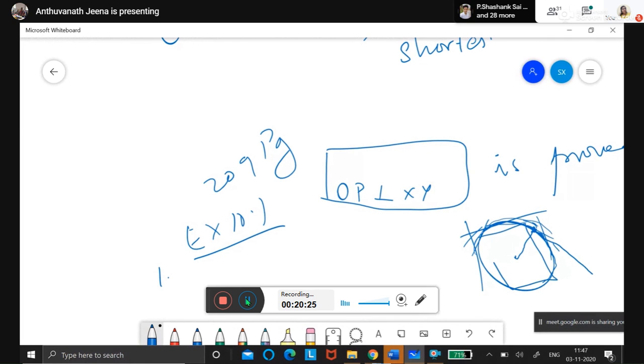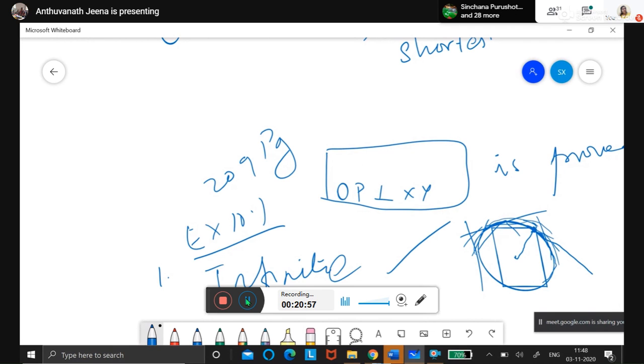Suppose it is a square, then it will change direction only 4 times. If it is a hexagon, 6 times. Heptagon, octagon, 8 times. But in the circle it is changing many times. That is why it is accelerated. So according to that, the answer to the first question is infinite. How many tangents can you draw? Infinite tangents. Many tangents you can draw in the circle. Infinite means a large number.